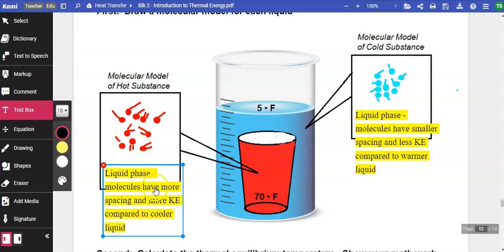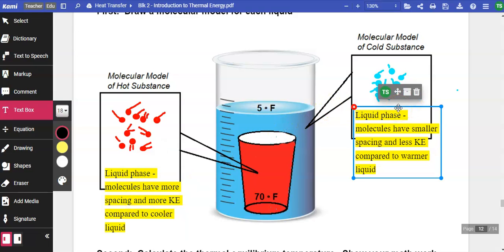And you can see that both of these, the blue liquid is a liquid and the red liquid is a liquid. So both substances are in the same phase or state of matter, but they do possess significant amounts of kinetic energy. So the red liquid has way more kinetic energy than the molecules of blue liquid. And because of that, we've got a liquid molecular model here. We have a liquid molecular model here. But notice how intentionally the molecules are closer together for the blue liquid, and they're further apart for the warmer liquid. And that's because more kinetic energy means that the molecules are faster.